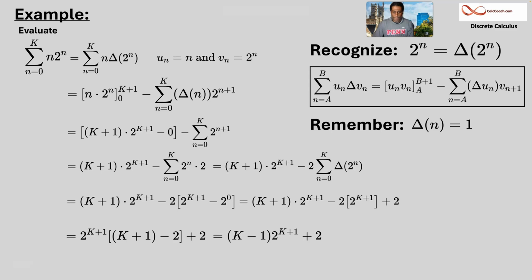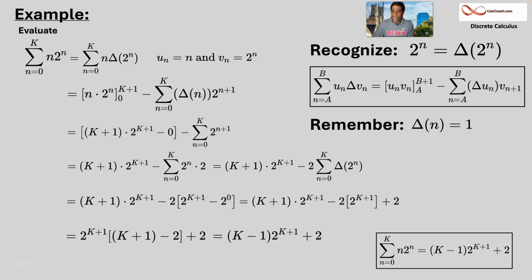And so that'll be our formula for the sum n equals 0 up to k, n times 2 to the n. Depending on what k is, we'll have k minus 1 times 2 to the k plus 1, and then we'll have to add 2. We're going to use this in the next example. So we're doing summation by parts, recognizing the product, and dealing with the forward difference on the parts.